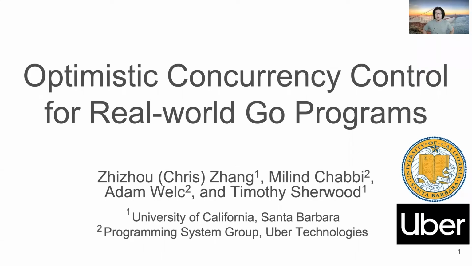My name is Chris Zhang, and I'm a PhD student from UC Santa Barbara. I'm glad to present our work, Optimistic Concurrency Control for Real-World Go programs. This work is a collaboration with Milind Chabbi and Adam Welc from Uber, and my advisor, Tim Sherwood from UC Santa Barbara.